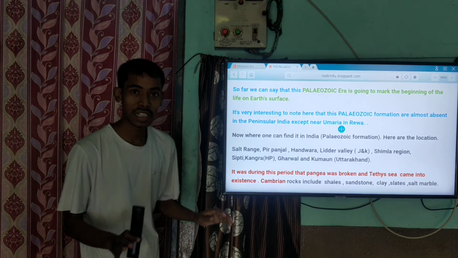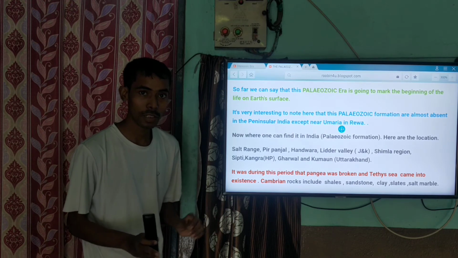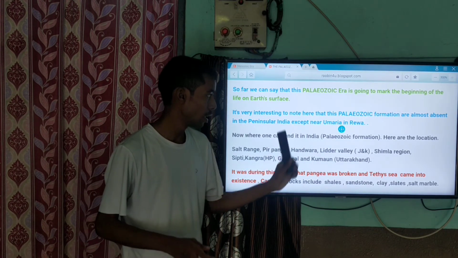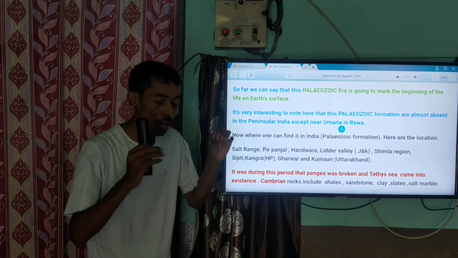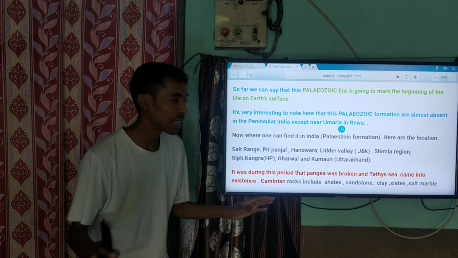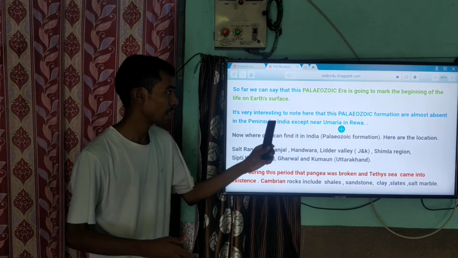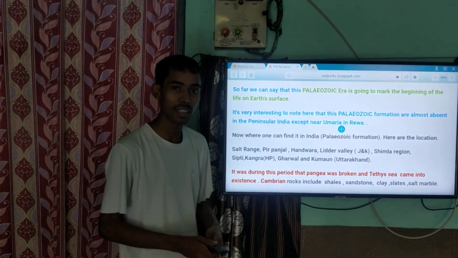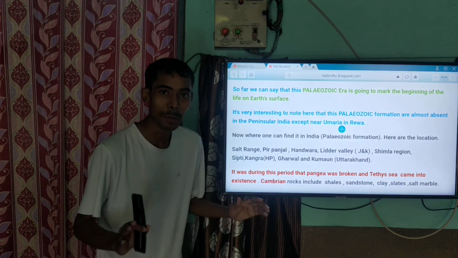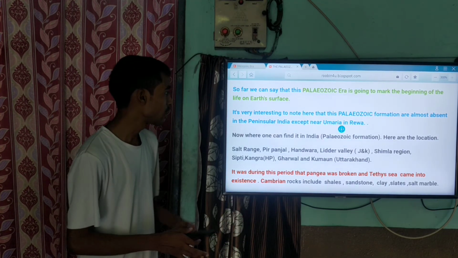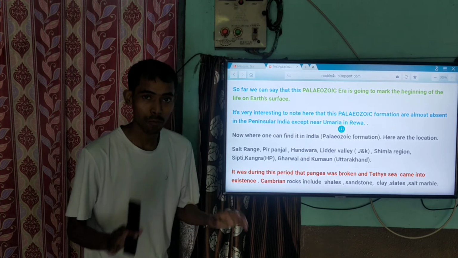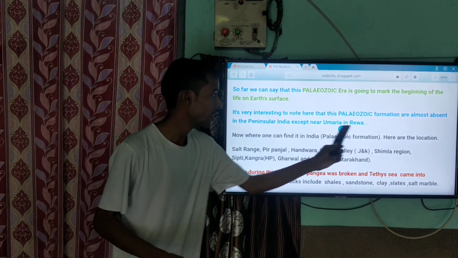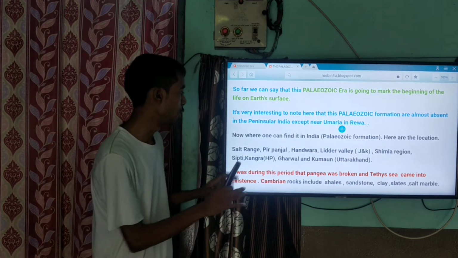Now, what is very interesting to note in the Indian subcontinent is that peninsular India is almost absent. There is no presence showing that Paleozoic formation took place. You cannot tell at all whether Paleozoic formation happened here. So peninsular India, except for the one exception, Umaria in Rewa, where you will get it.